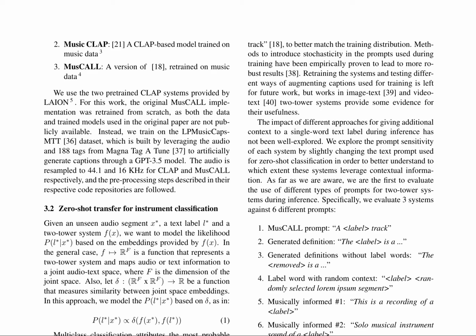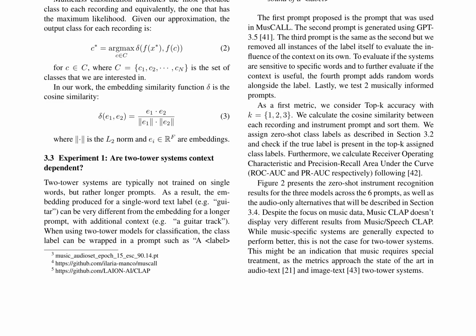The authors model the likelihood of a text label given an unseen audio segment using the cosine similarity between joint space embeddings. They then attribute the most probable class to each recording based on the maximum likelihood. In Experiment 1, the authors investigate the context dependence of two-tower systems by exploring the impact of different approaches to providing additional context to a single-word text label during inference.